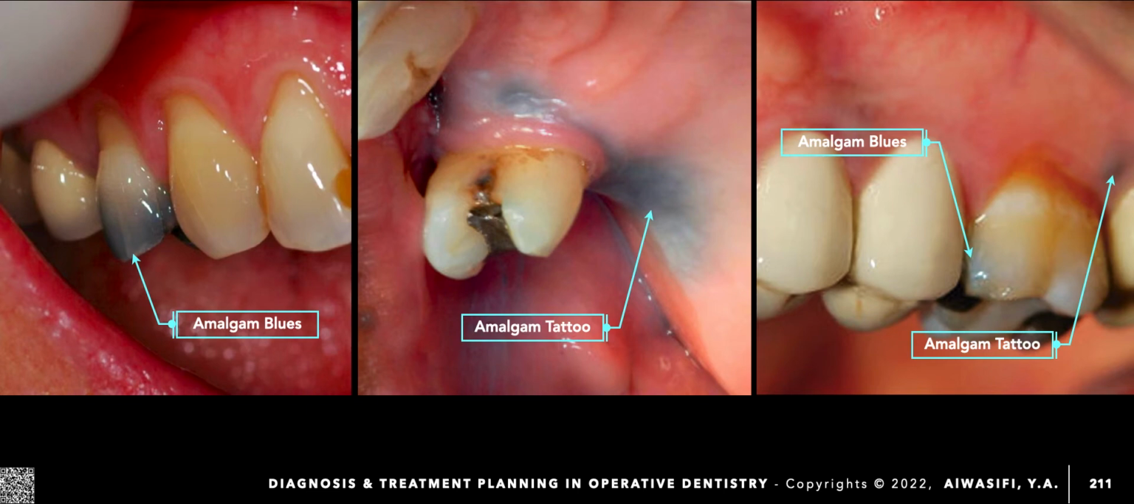That's why your proportions are much more adjusted. Corrosive products are lesser than with manually triturated or manually proportioned amalgam restoration. That's why nowadays it's very rare to notice amalgam blues or amalgam tattoos.